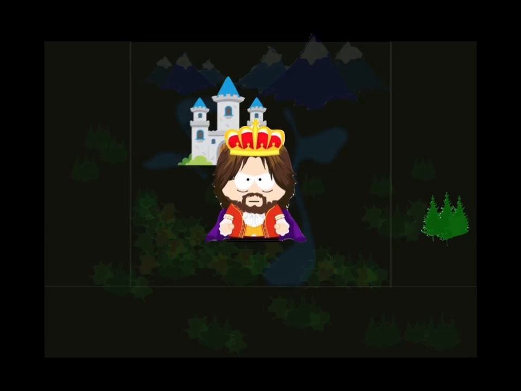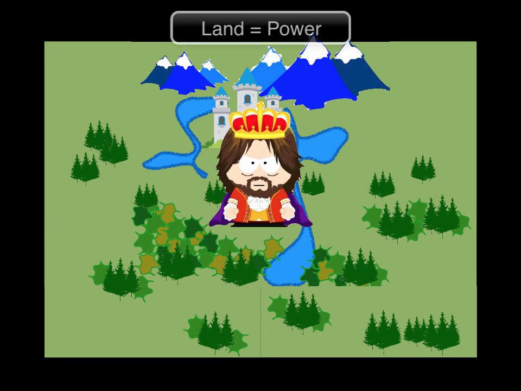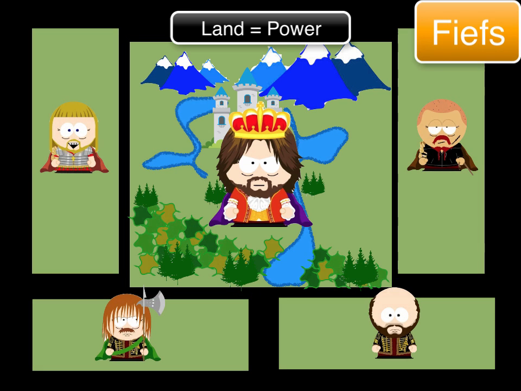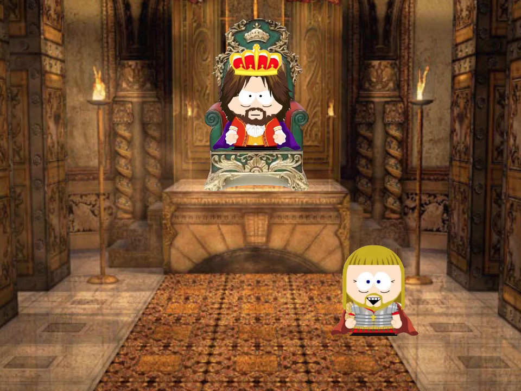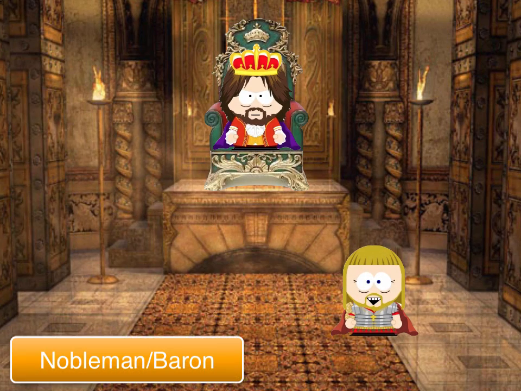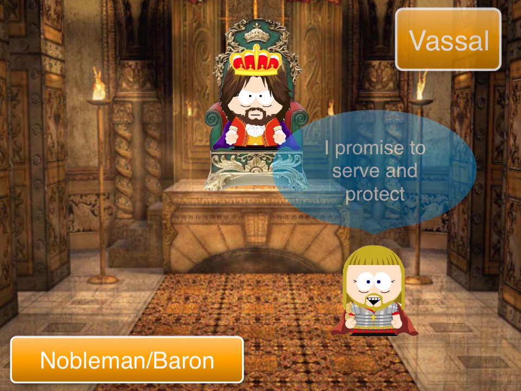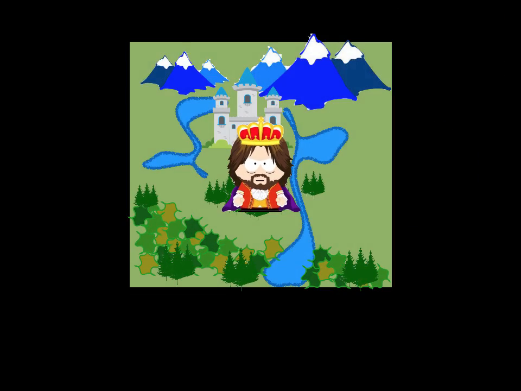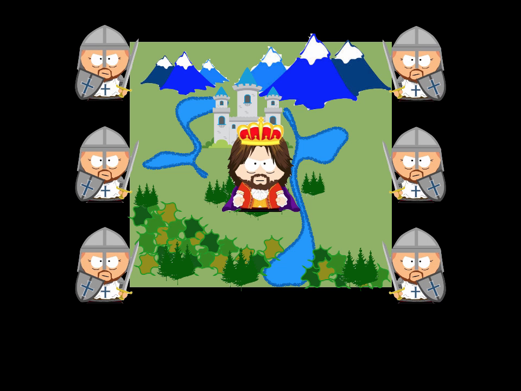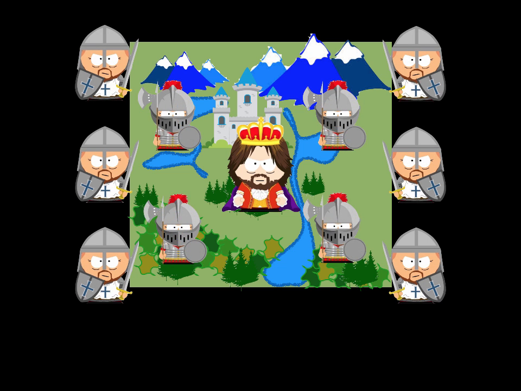Under the feudal system, the king gave large tracts of land, called fiefs, to leading men in the country. Having a fief made you a nobleman or a baron. This gave them power and responsibility. Nobles became the king's vassals, promising to serve and protect him. If the land got invaded, the noblemen had to provide the king with troops.